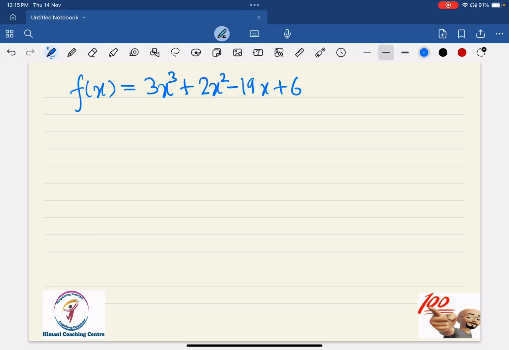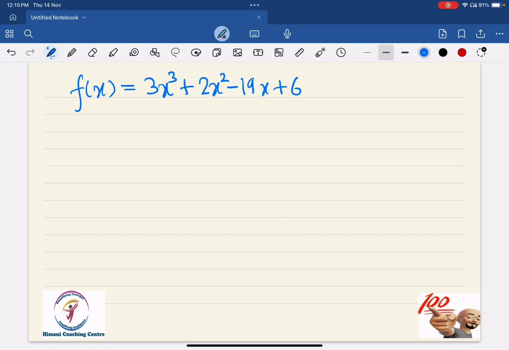So again, what is remainder theorem? If f of a is found, then f of a gives me remainder, and if that remainder is 0, then x minus a is a factor. So here we are supposed to put some values of x, like you can put x as 1 and find what is f of 1. And if f of 1 is 0, then we will say x minus 1 is a factor.